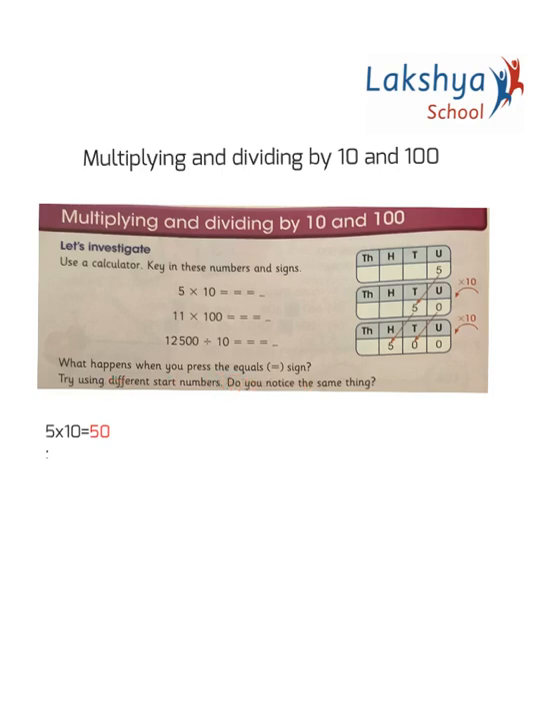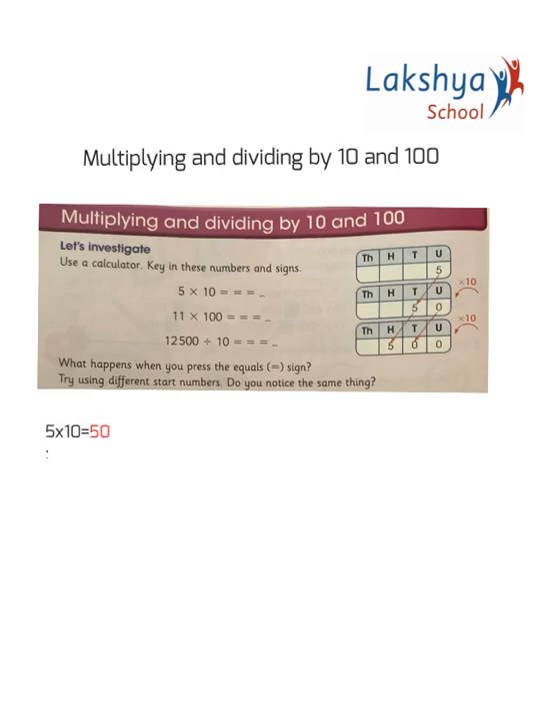So, use a calculator, type 5 multiplied by 10 and write the 3 answers you get. So, let's see what happens now. When you multiply 5 by 10, you get 50.